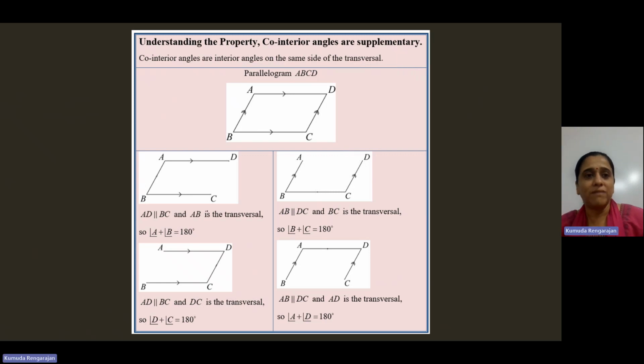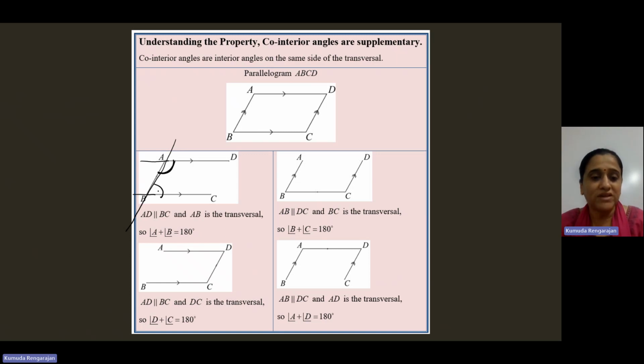In a parallelogram, we know that both pairs of opposite sides are parallel. So AD is parallel to BC and AB is a transversal. You can just produce the lines to understand. So this angle and this angle, they are interior angles. They are co-interior angles because they lie on the same side of the transversal.